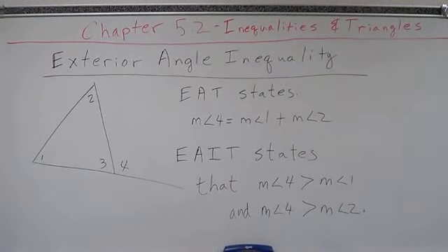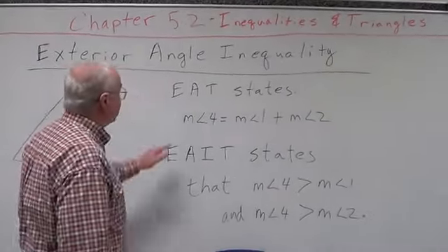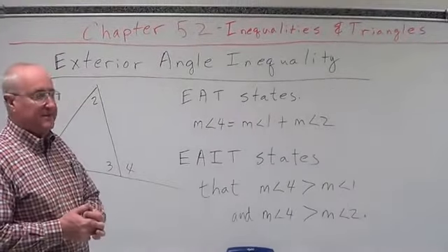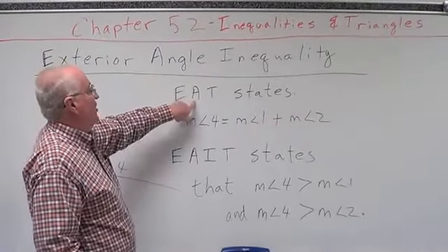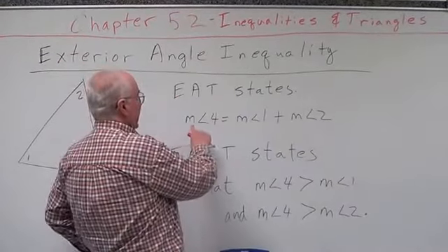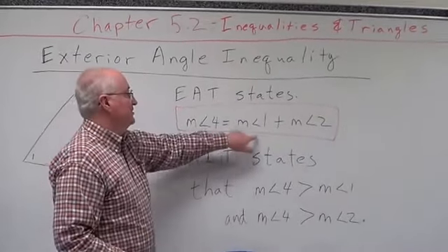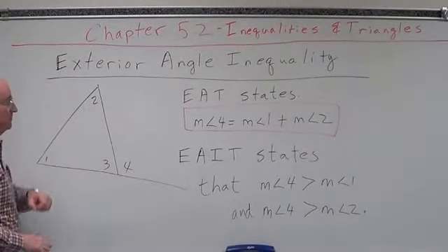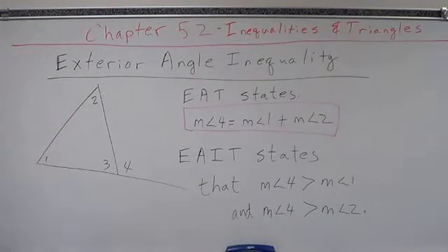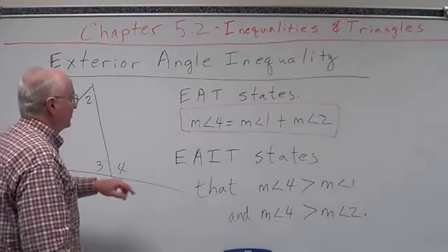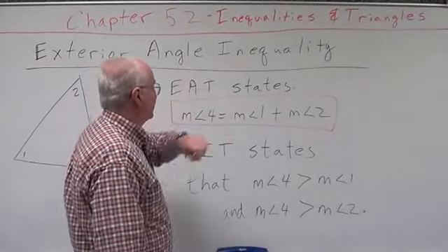and look at a term called the exterior angle inequality. Now, we can come in here and say the EAT, eat states, no, it's not time to go eat, but the exterior angle theorem states that the measure of angle 4 equals the sum of the measure of angle 1 and the measure of angle 2. Angle 1 and angle 2 are the remote interior angles of angle 4. An exterior angle equals the sum of its remote interior angles. That's what the exterior angle theorem says.